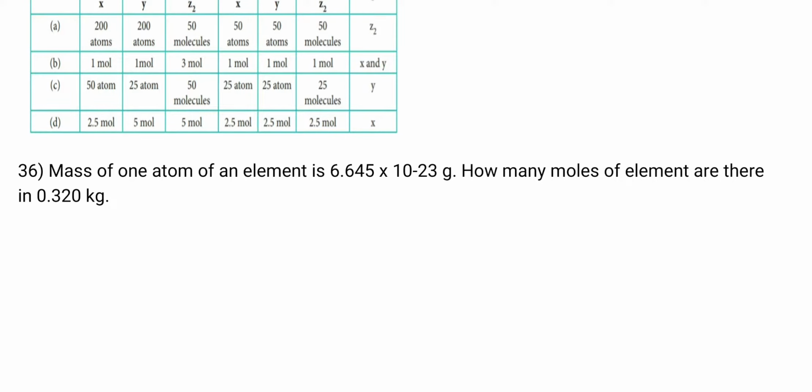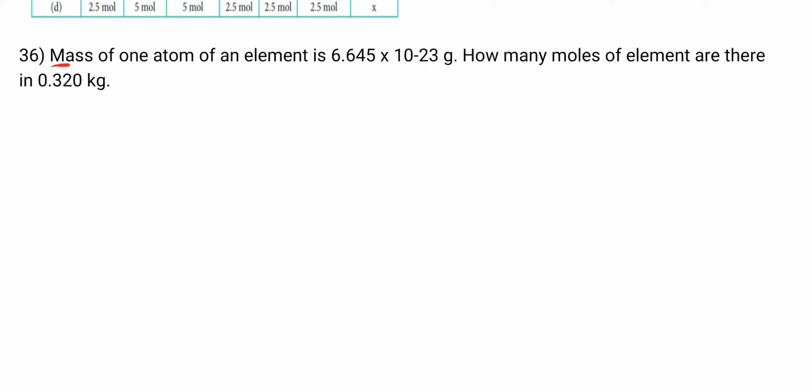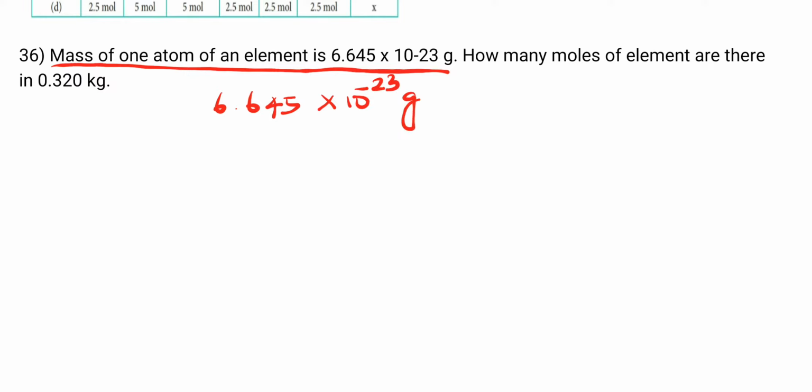Next question: the mass of one atom of an element is given as 6.645 into 10 to the power of minus 23 gram. How many moles of the element are there in 0.320 kilograms? Here, the mass of one atom of an element is given as 6.645 into 10 to the power of minus 23 gram. What about the mass of 1 mole of an atom?